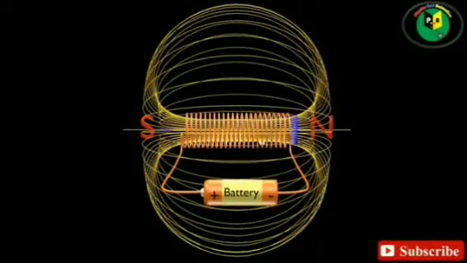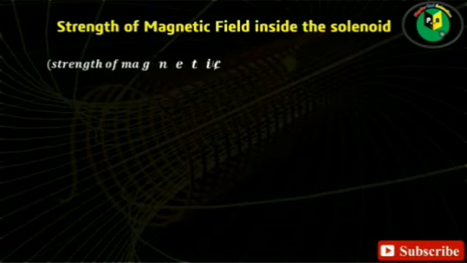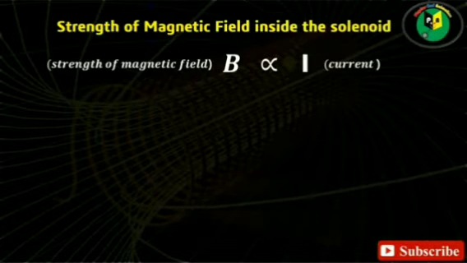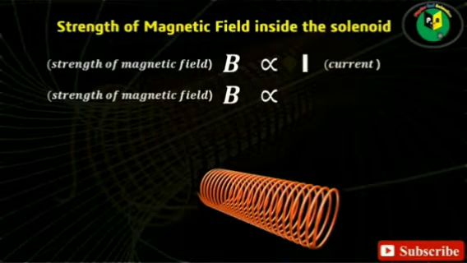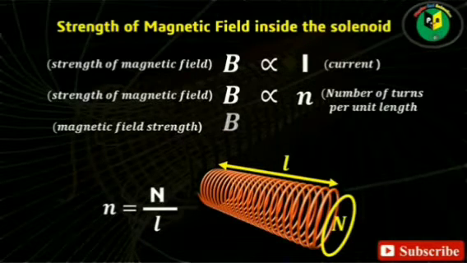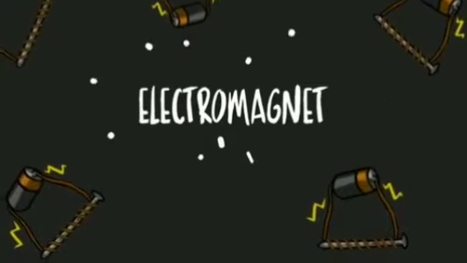The strength of the magnetic field produced around a solenoid depends on the current through the solenoid. That is, if the current increases, the strength of the field also increases, and it depends on the number of turns of the solenoid. If the number of turns increases, the strength of the magnetic field also increases. And when we place a soft iron core inside the solenoid, that also increases the strength of the magnetic field. If we place a strong core, the field also increases, and this is called an electromagnet.